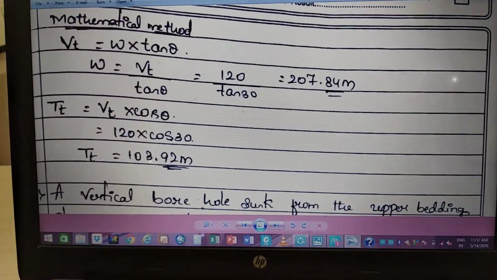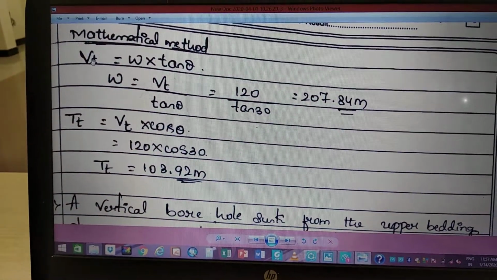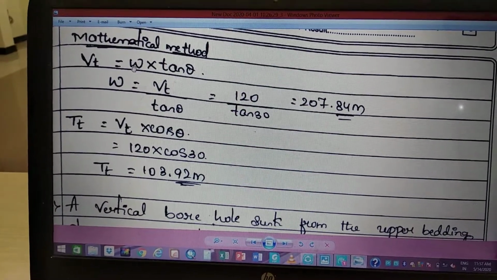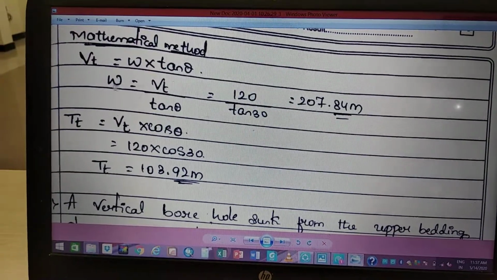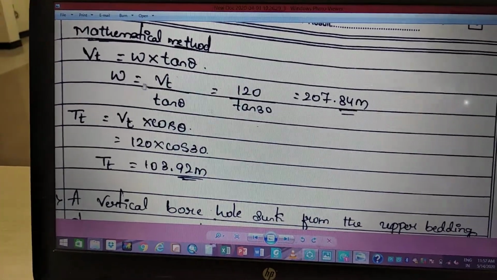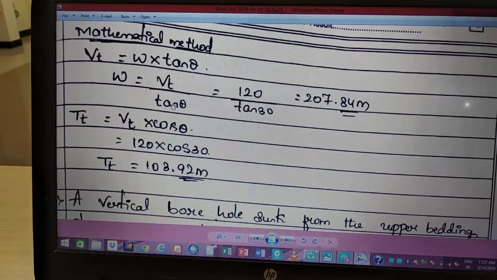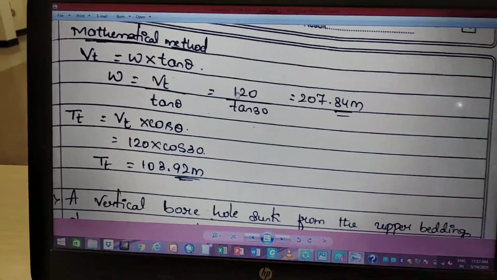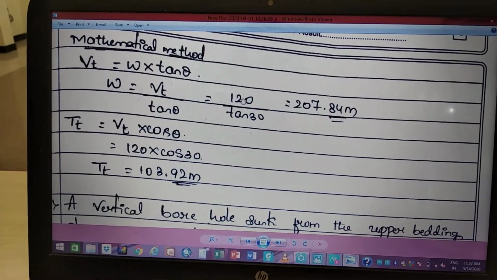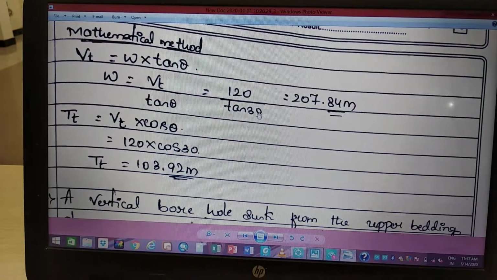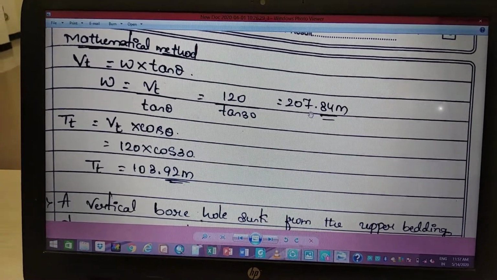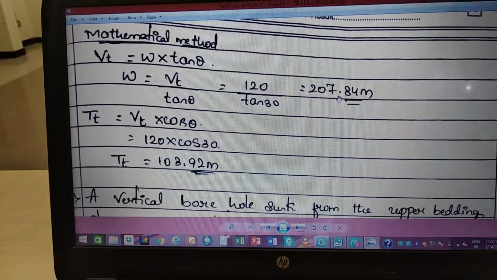In the mathematical method, which is the easiest way, VT is equal to W tan theta. We can calculate the W value, which in the mathematical method is W equal to VT by tan theta. We know the VT value from the upper and lower bedding plane contacts; if you subtract, you get 120 meters. Theta is the angle of inclination of the bedding, 30 degrees. This gives 207.84 meters as the width of the outcrop.